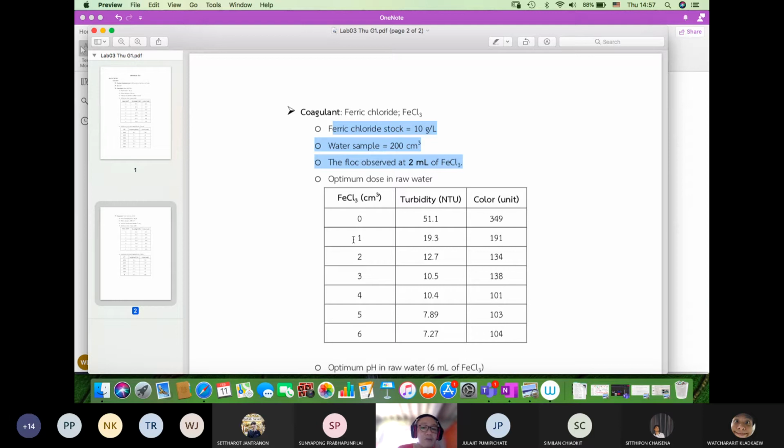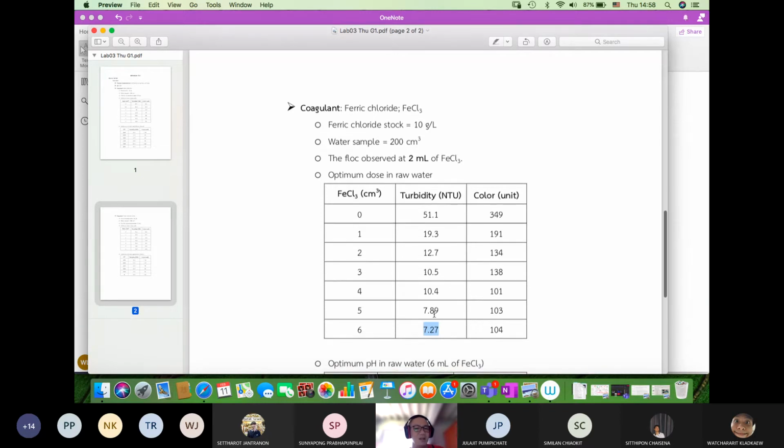For the first jar, we may start with 1, 2, 3, 4, 5, 6, like this. 0 is just the raw water characteristic, no coagulant additions. So you can compare. After doing the experiment, which one gives the lowest? It seems to be this one. So we can say that 6 ml of the ferric chloride is probably the optimum dose because it yields the lowest turbidity.